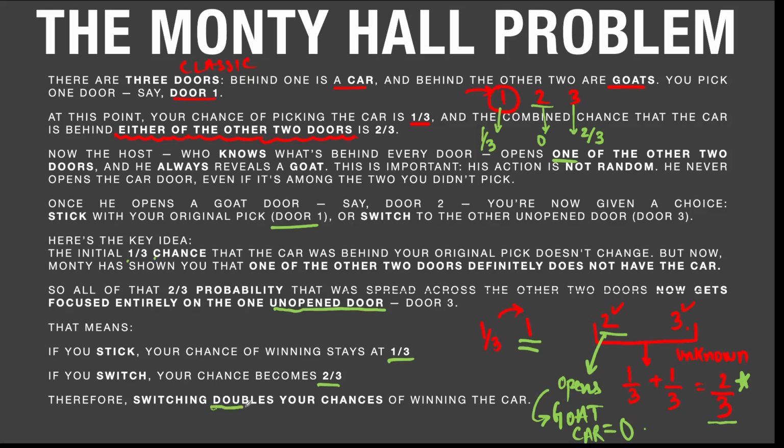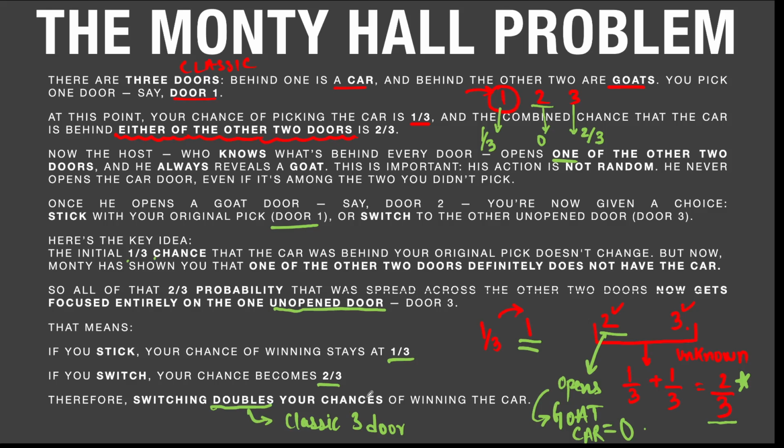When this says doubles your chances of winning the car, this is only possible in the classic 3-door problem. This is only valid for the classic 3-door problem. It is not valid for any other number of doors. Okay, see, this doubling is a concept, so this doubling isn't possible for any other case. I hope you've understood the entire Monty Hall problem through this situation.